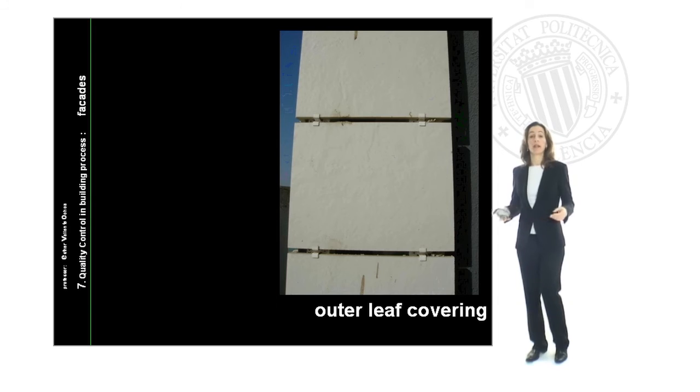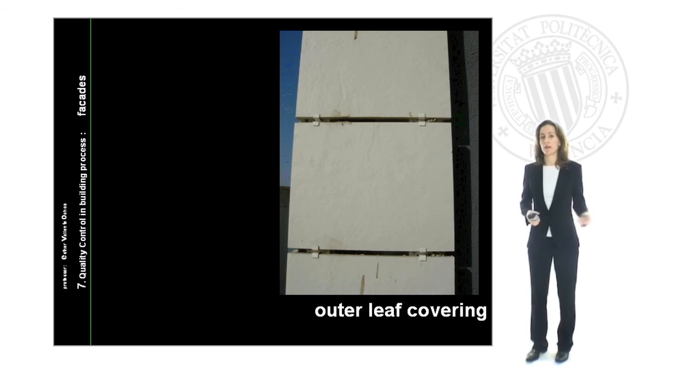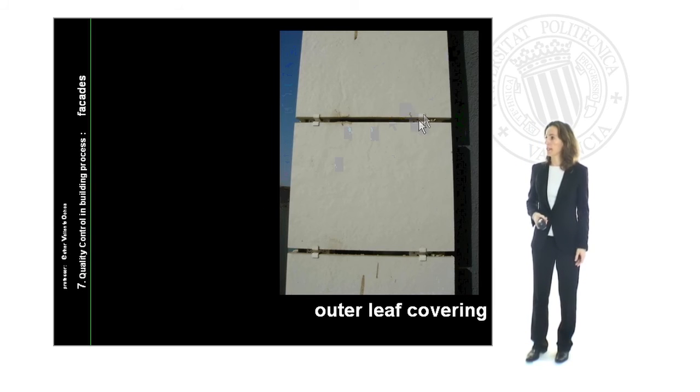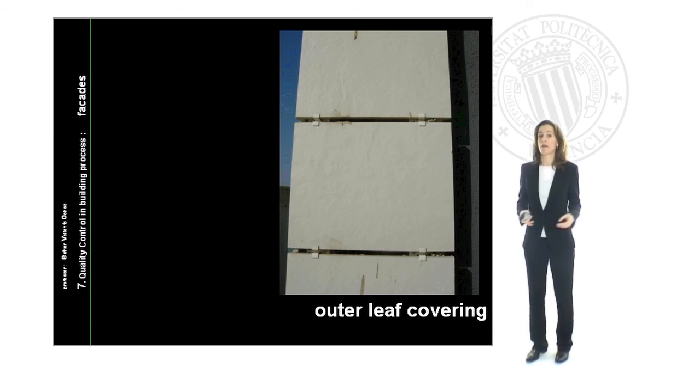Other outer leaf coverings, in some cases, could be ceramic pieces, marble, or even wood. In all cases, the outer leaf has to be supported by metallic pieces, steel, holding up the ceramic pieces, the marble, or the other leaf covering material.